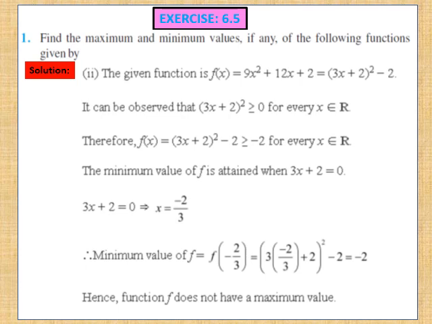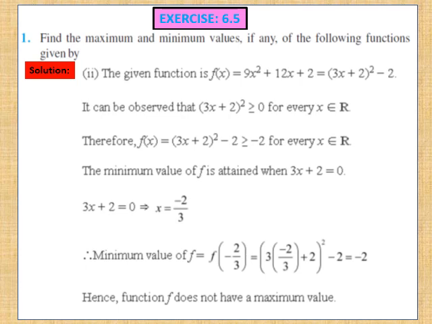After simplification you can convert it into a whole square, that is (3x + 2)² − 2. So you can observe that we have to find the maximum value. You can observe that (3x + 2)² is always non-negative, because the square of anything is always non-negative. Clear? So subtracting 2 from both sides, (3x + 2)² − 2 will be greater than or equal to −2.